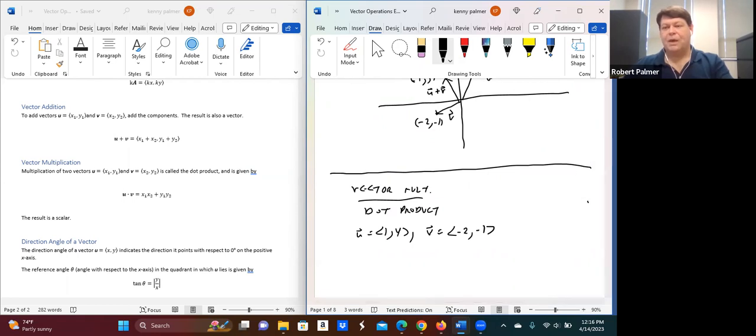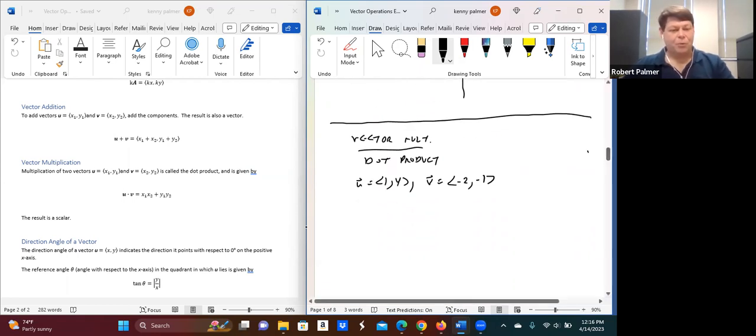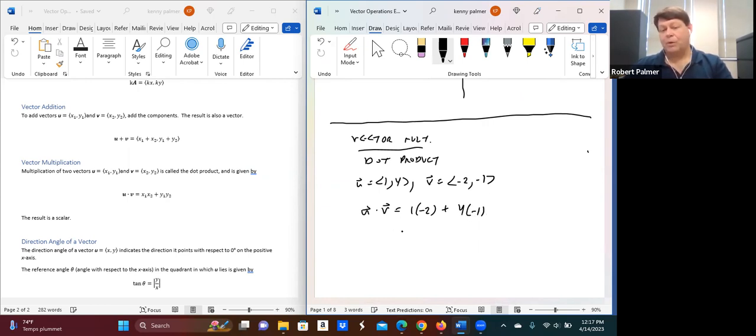Okay, so we have what's called the dot product. This is the way we can multiply the vectors. So the dot product, as this says, to multiply u times v, we just multiply the x components together plus the y components together. This result is actually a scalar. So we're going from a vector to a scalar. So in this case, u dot v is simply going to be 1 times -2, the x components multiplied together, plus 4 times -1, the y components multiplied together, and this is going to be -2 minus 4, which is equal to -6. Once again, this is a scalar. This is no longer a vector.